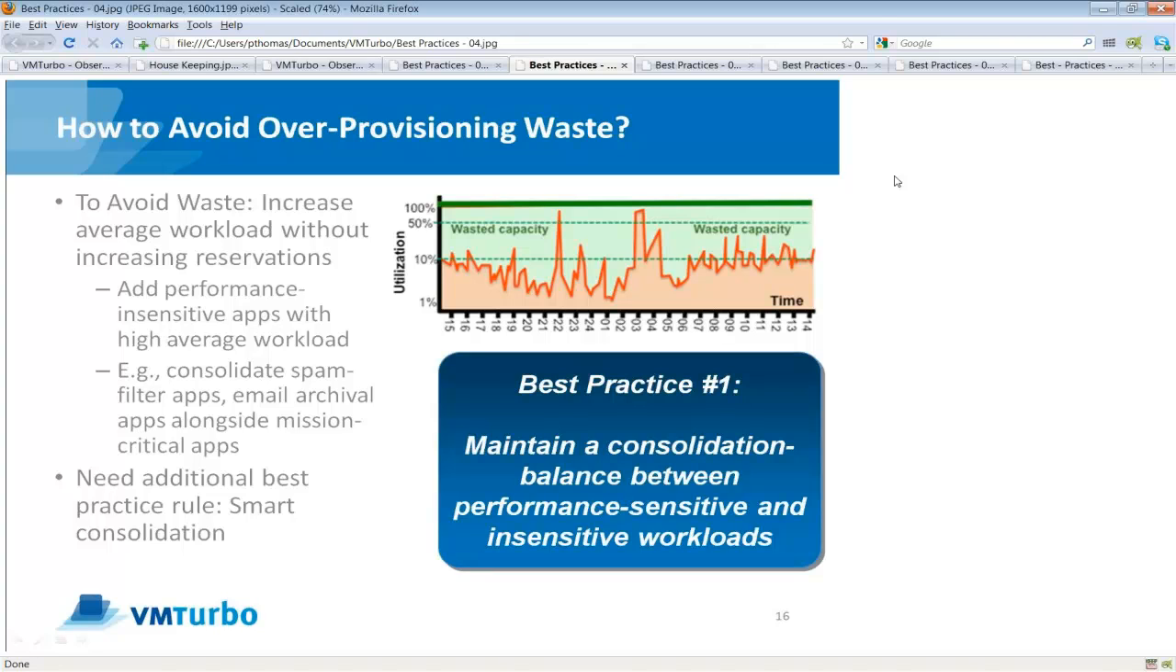The trick becomes to make sure that not all the performance-critical applications are on the same VM, the same physical machine, or the same cluster, so that this can happen, and that you have some way of identifying the mission-critical ones from the non-mission-critical ones.